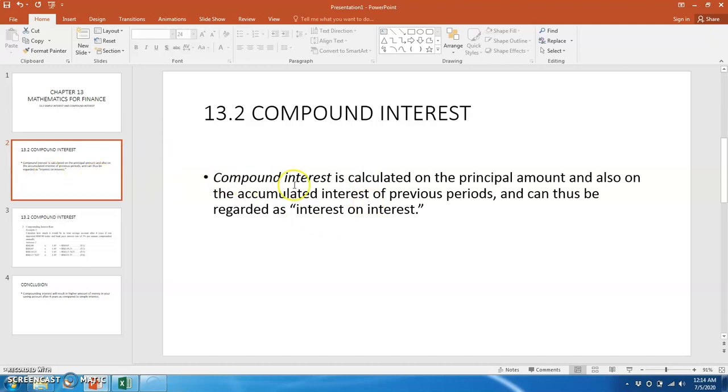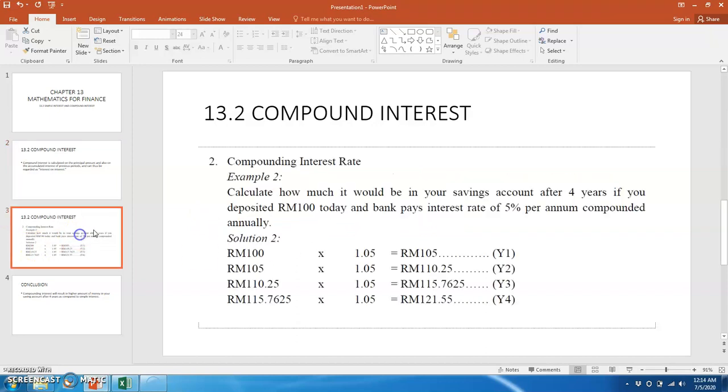Now, compound interest is calculated on the principal amount and also the accumulated interest on previous periods. It can thus be regarded as interest on interest. How do we do that? Now please open your textbook. Number 2, the example of the compounding interest rate. You must know the keywords.